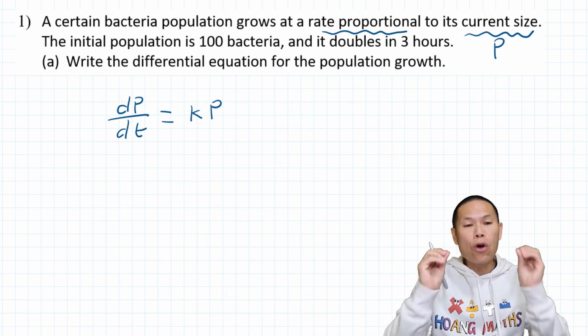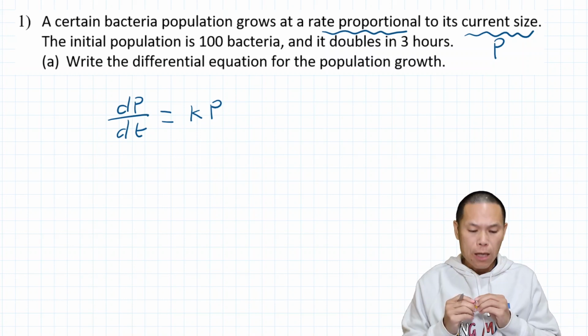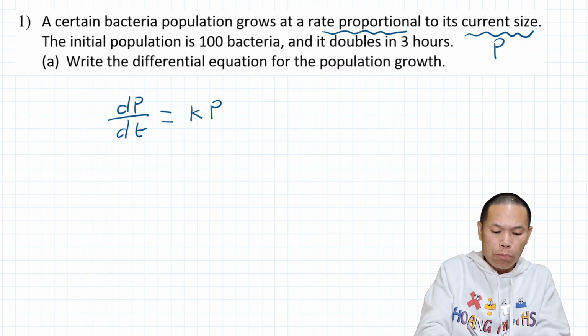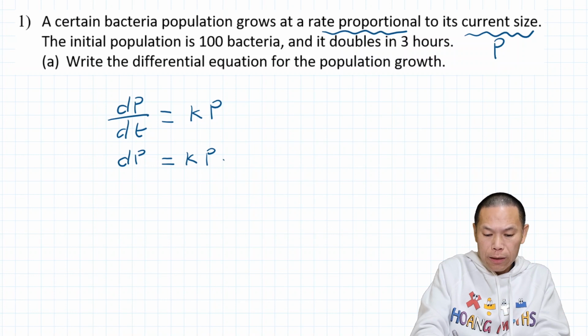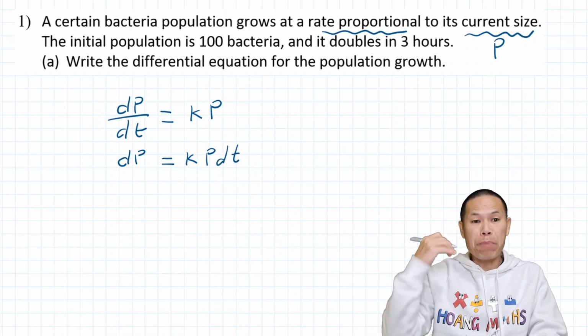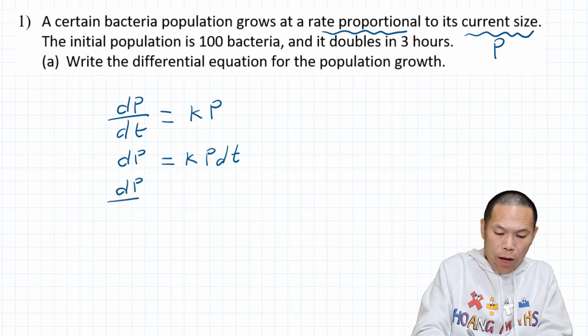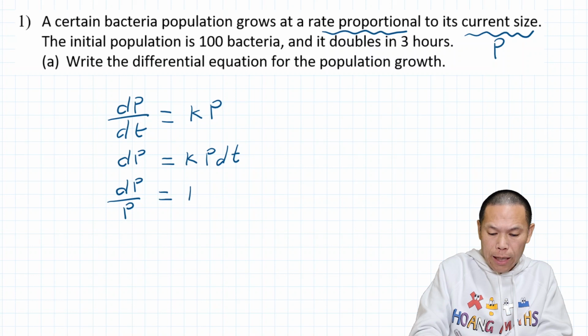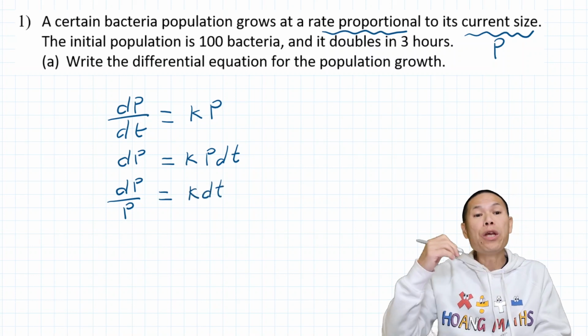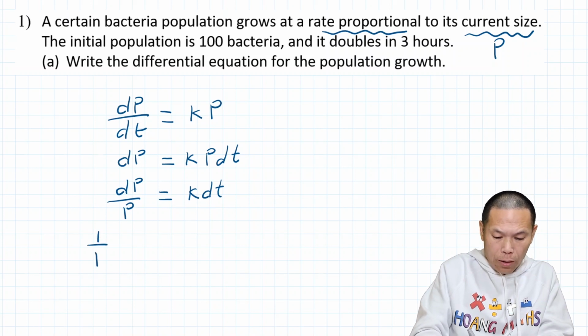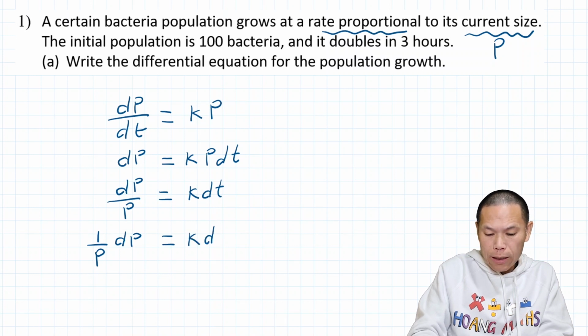So now we just need to solve for P. To solve for P, we just need to separate P with dP. So I multiply by dt on both sides, so that means dP equals kP dt. And I divide by P on both sides. So that will give me dP over P is k dt, which is the same as 1 over P dP equals k dt.